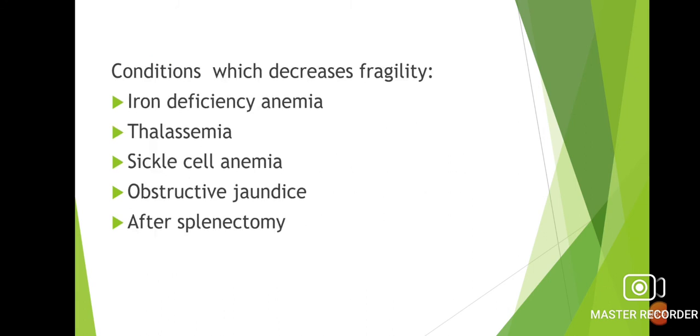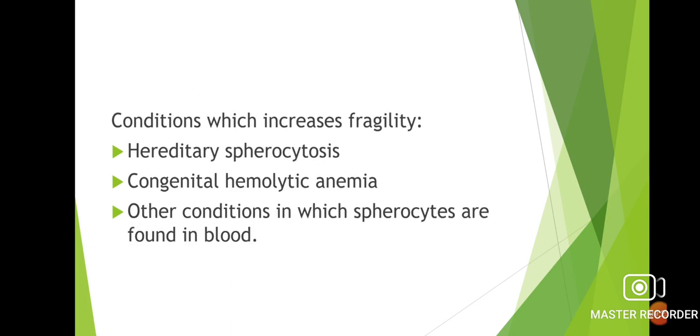Conditions which decrease fragility are iron deficiency anemia, thalassemia, sickle cell anemia, obstructive jaundice, and after splenectomy. So it will be more difficult to break the RBC. So the concentration would be higher in this condition. Then conditions which increase fragility. Here we will require a lower concentration of sodium chloride to break the RBCs. Hereditary spherocytosis, congenital hemolytic anemia, and other conditions in which RBCs become spherical.